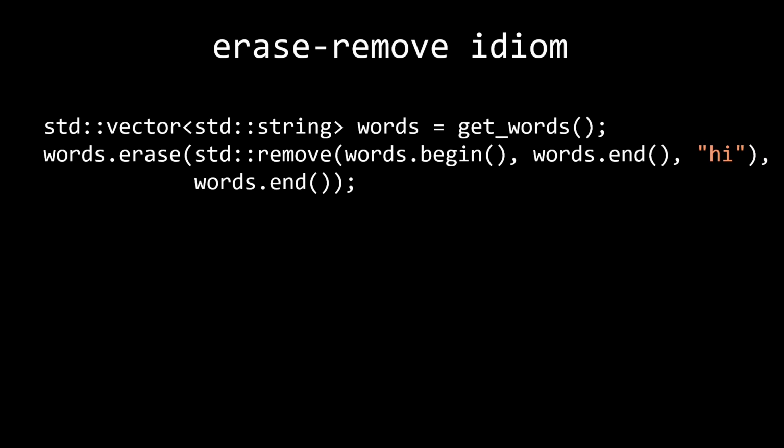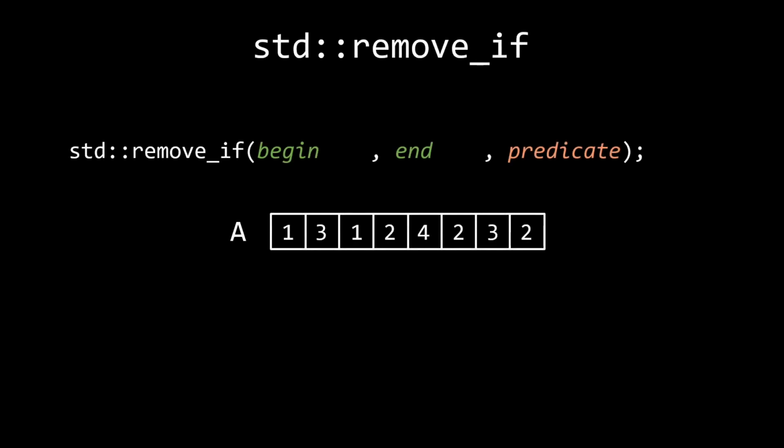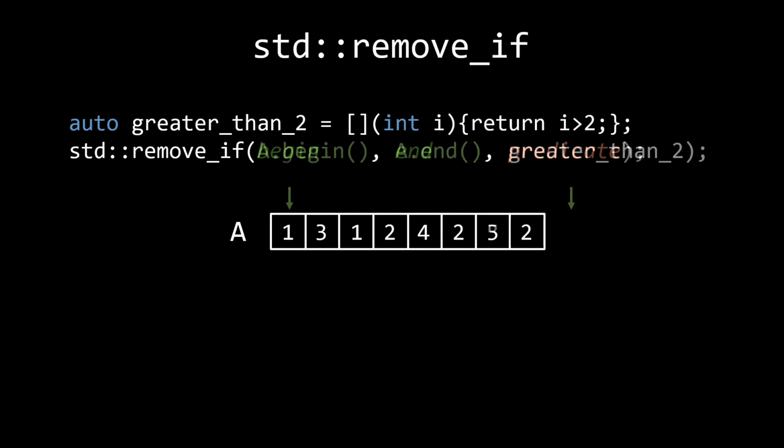But what if you don't want to remove a fixed value, like the number 2 or the string high, but instead want to use a function to determine whether an element should be removed? For those cases, we have the std remove if algorithm. It works exactly the same as the normal remove algorithm. It also uses iterators to indicate the range on which it should operate. But now, as a third parameter, it takes a predicate to determine whether to remove an element. We could, for example, use a lambda like this to remove all elements greater than 2.